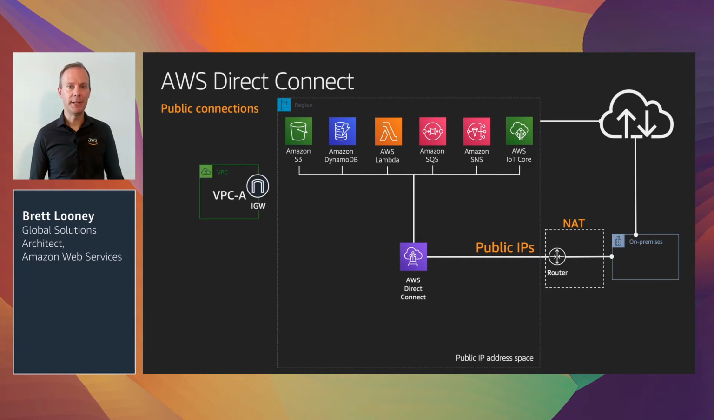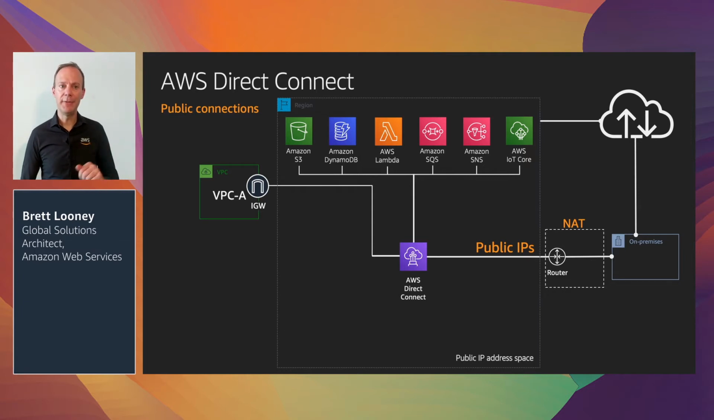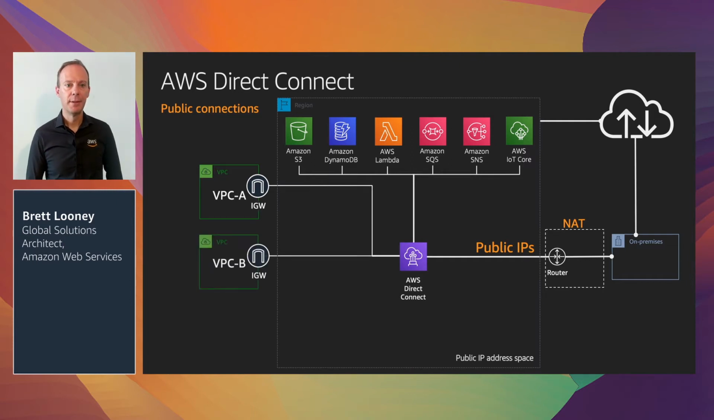Now, if you have a VPC on the AWS side that has an internet gateway, it will have public IPs associated with it. These will be reachable via that link. So if that VPC is owned by you, you can just access it across that link rather than across the internet. Similarly, if there's a second VPC with an internet gateway, you can get that one too, but it might not be owned by you. That could be owned by another customer just with their standard elastic or public IPs associated with it.